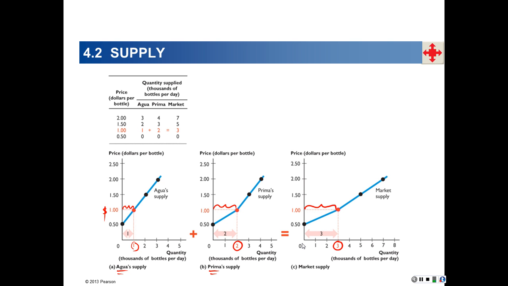Now, what information is contained in a market supply curve? Well, for any price, we will be able to do what? We will be able to predict the total quantity supplied by all the firms in this market. That is the information contained in a market supply curve.